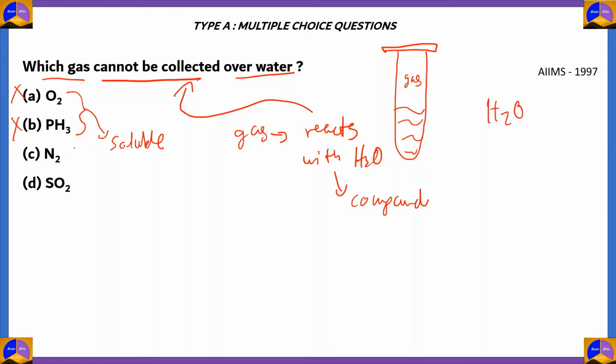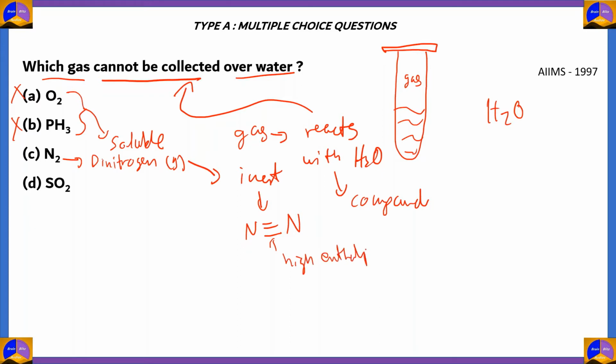What about option C, nitrogen? Well, nitrogen in its state known as dinitrogen, which is the gaseous state, is generally inert. And the reason why it's inert is that the triple bond that binds the nitrogen atoms has a high bond enthalpy. So therefore, it's difficult for water to break these 3 bonds. So therefore, nitrogen is inert. So option C is incorrect. So that means O2, PH3, and N2, if you keep them over water, we can collect them. However, option D, SO2, cannot be. So option D is the right option.